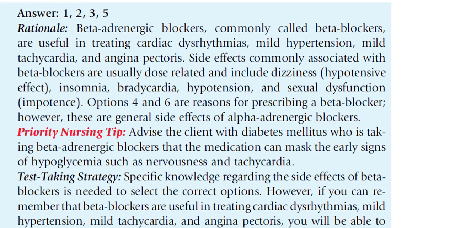Rationale. Beta-adrenergic blockers, commonly called beta blockers, are useful in treating cardiac dysrhythmias, mild hypertension, mild tachycardia, and angina pectoris. Side effects commonly associated with beta blockers are usually dose-related and include dizziness, hypertensive effect, insomnia, bradycardia, hypotension, and sexual dysfunction (impotence). Options 4 and 6 are reasons for prescribing a beta blocker. However, these are general side effects of alpha-adrenergic blockers.